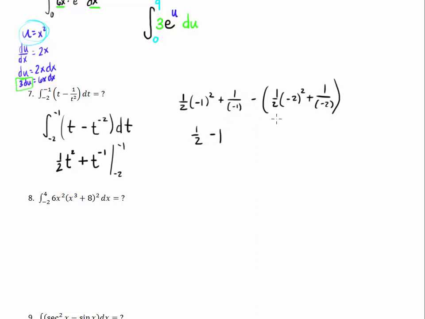This is going to become negative 1 minus, and let's clean this up first. Negative 2 squared is 4 times 1/2 is 2. And this is going to be minus 1/2. So we get 1/2 minus 1 minus 2 plus 1/2. So 1/2 and 1/2 makes 1. 1 minus 1 is 0, so our answer is negative 2.